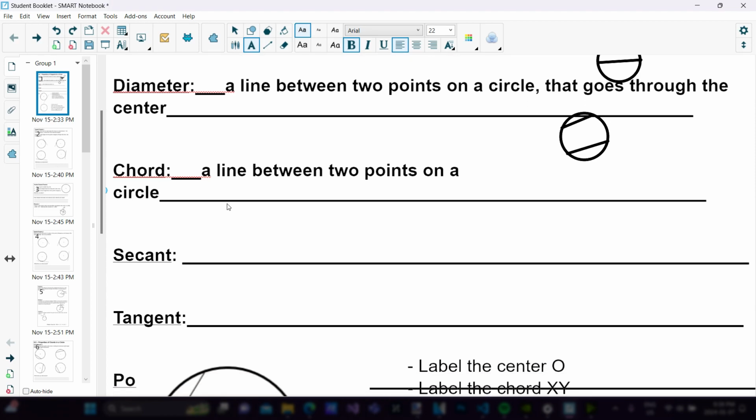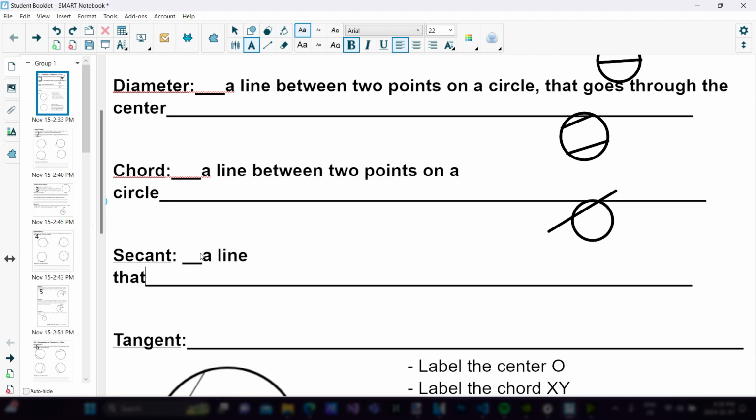And a secant is kind of like a chord. However, if you were to draw a secant, it is a line that goes through 2 points on a circle. So very much like a chord, except it goes straight through. It's like an arrow being shot through the circle. So you could say a line that goes through 2 points on a circle.